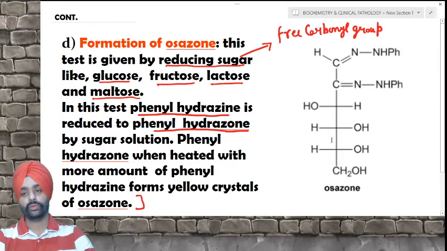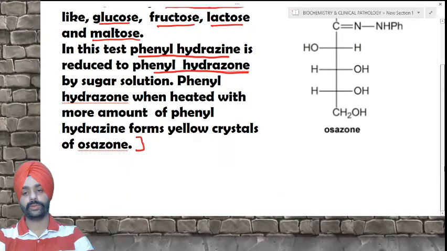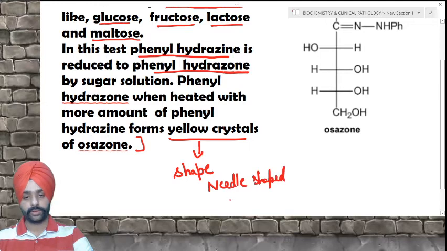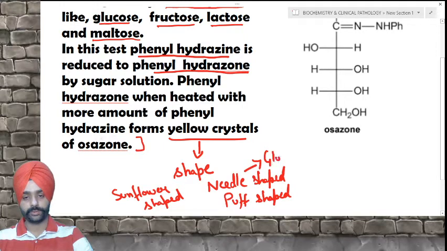Now this is the osazone, the chemical compound which exhibits yellow crystals of a particular shape. They have a particular shape, either needle shaped, or puff shaped, or sunflower shaped, depending upon the type of carbohydrate. In the case of glucose, the crystals of glucosazone are needle shaped.